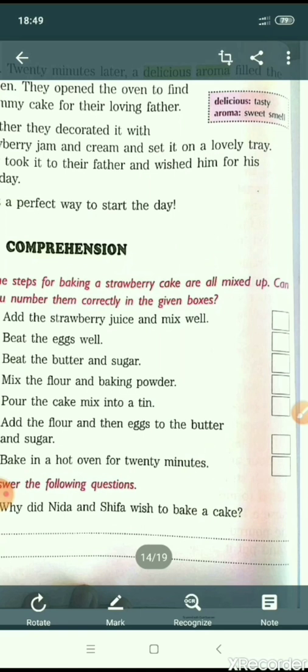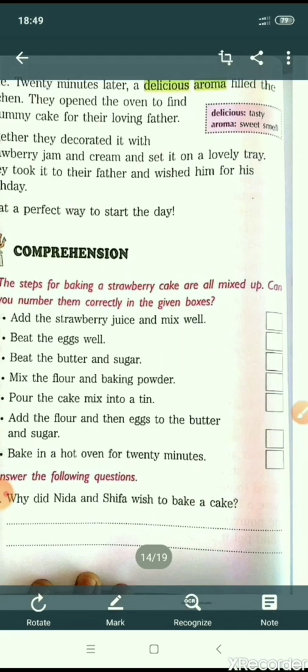Now let's repeat this sequence once again. Beat the eggs well. Number 2, mix the flour and baking powder. Number 3, beat the butter and sugar. Number 4, add the flour and then eggs to the butter and sugar. Number 5, add the strawberry juice and mix well. Number 6, pour the cake mix into a tin. And finally, bake in a hot oven for 20 minutes.